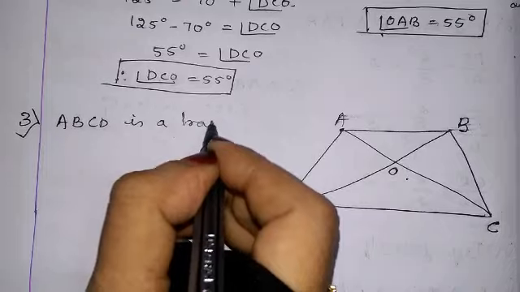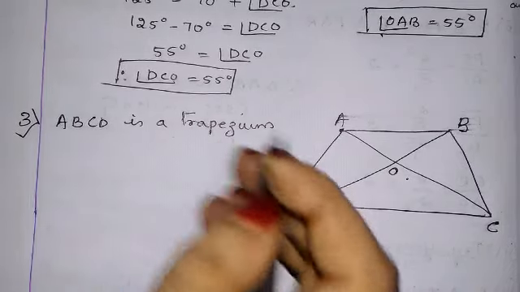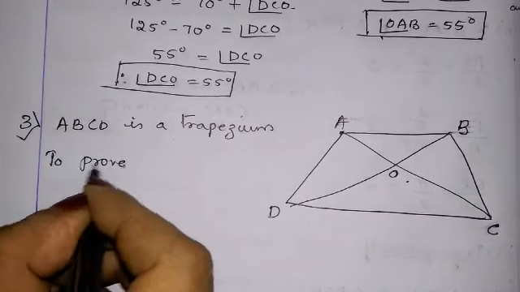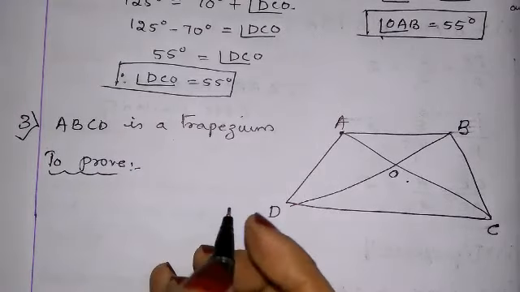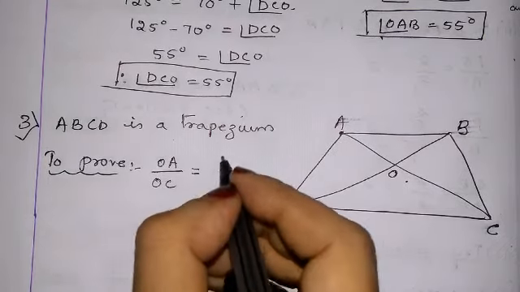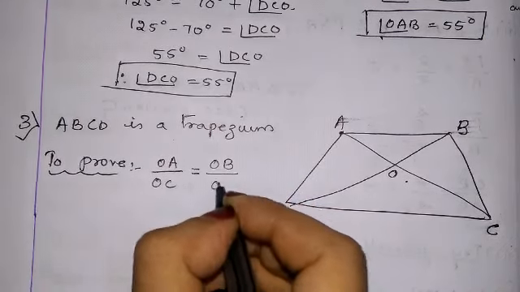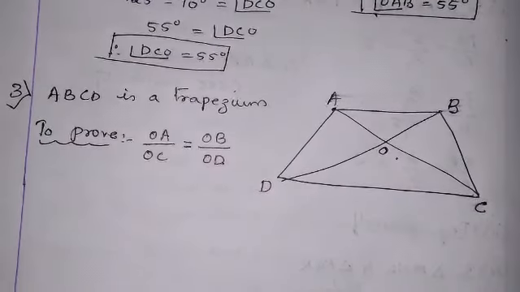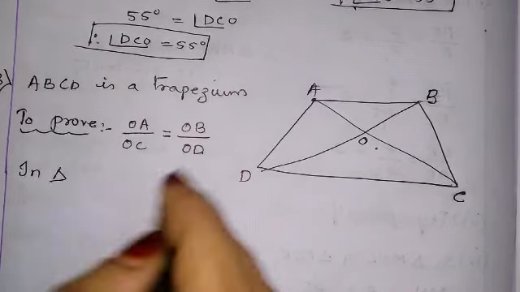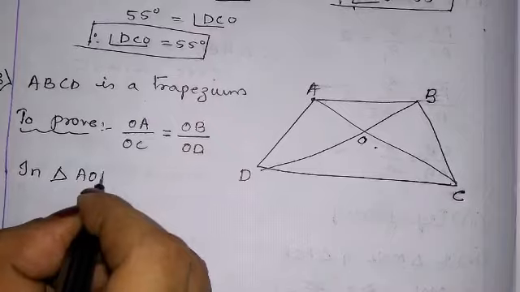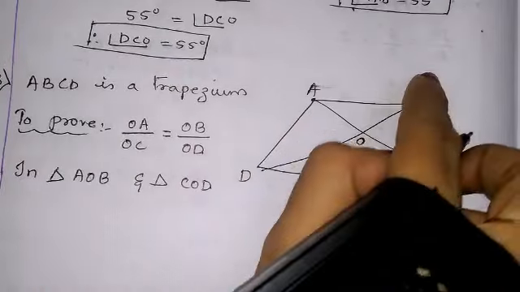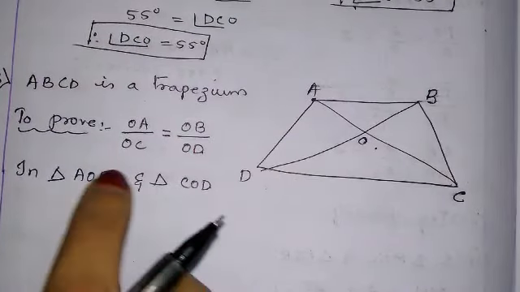ABCD is a trapezium. Given that, and what is to prove is very important, what they have told to prove: OA by OC is equal to OB by OD. This they have told to prove. By seeing the figure, let us start proving this. In triangle AOB and triangle COD, we can see these two triangles, the upper and lower triangle.